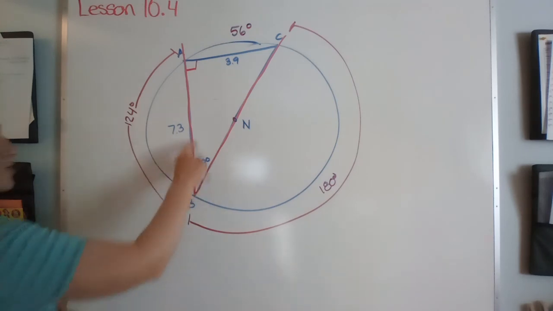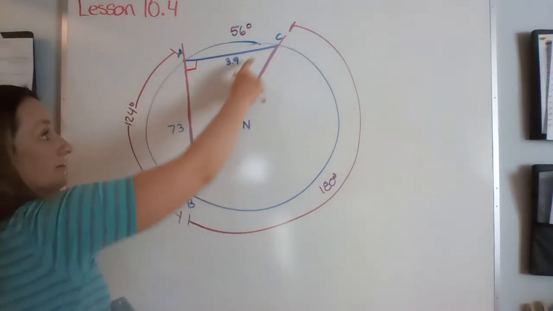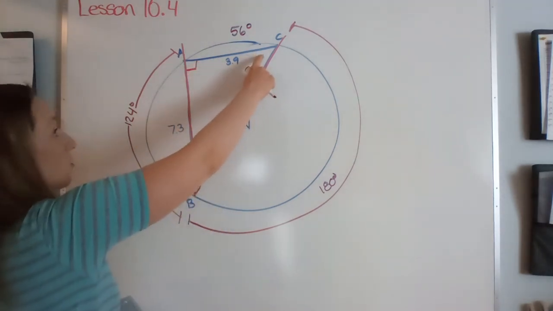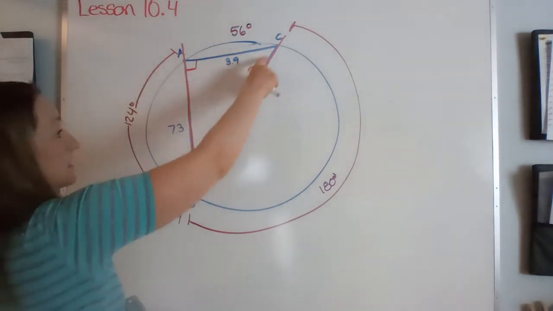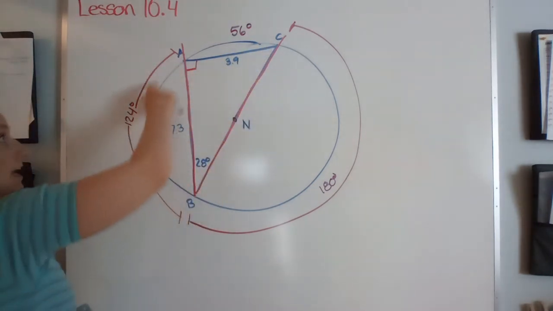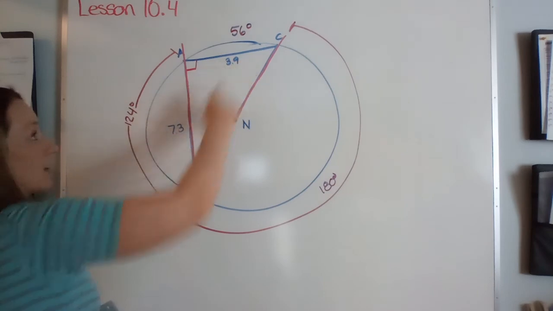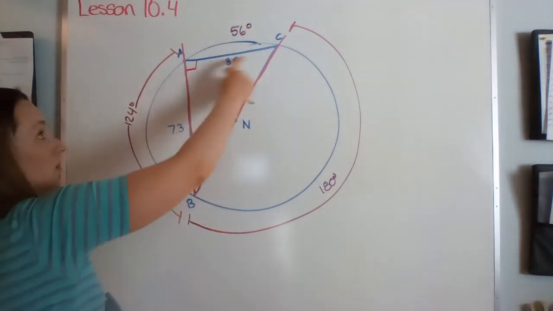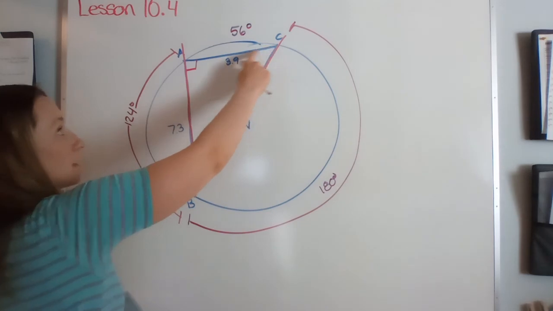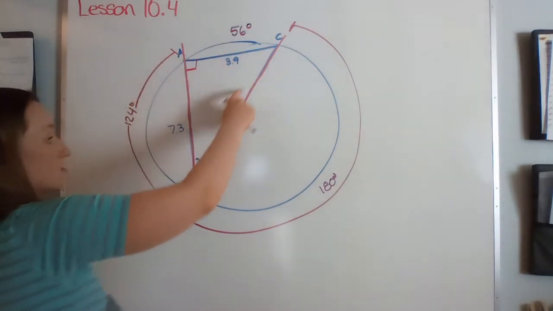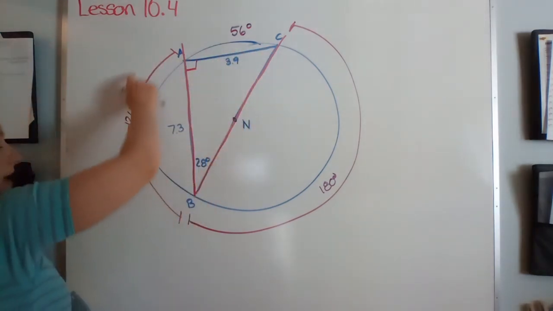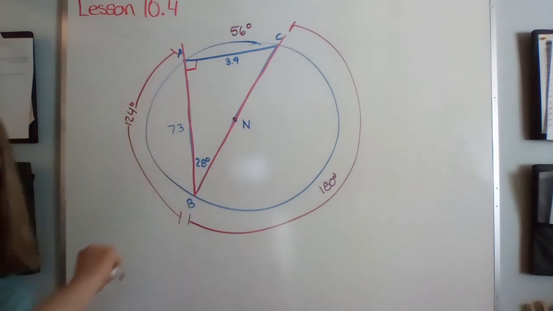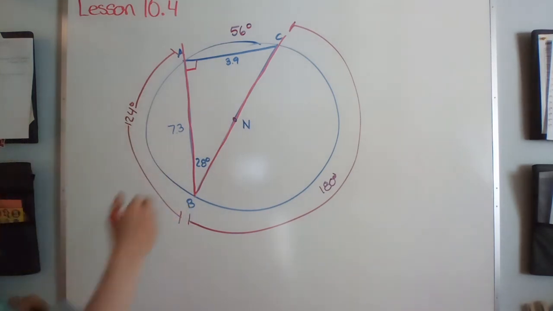I could also look at the triangle and find this missing angle measurement. Or I could look at the inscribed angle and take half of this arc to get the angle measurement. Either way, the three angles add up to 180, or it's an inscribed angle, extend the sides, it intercepts arc BA, so it's half of 124, which is 62.